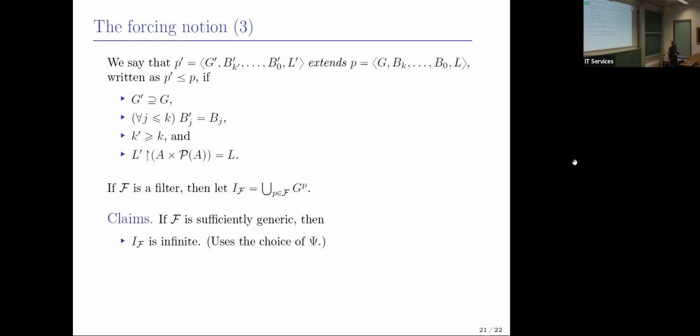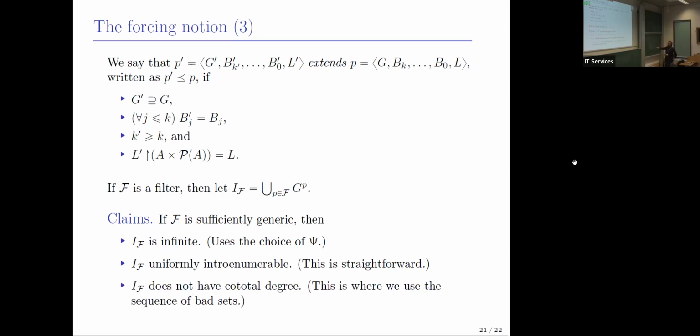That requires some proof even. That's how bad this is, but not a lot of proof. You have to actually show that you can't get stuck with these conditions. But it's not that bad. I is uniformly enumerable. This is actually not hard because we built that in with the labeling and the definition of psi and the relationship between those two. And it does not have cototal degree. That's where the real work is being done in the proof.